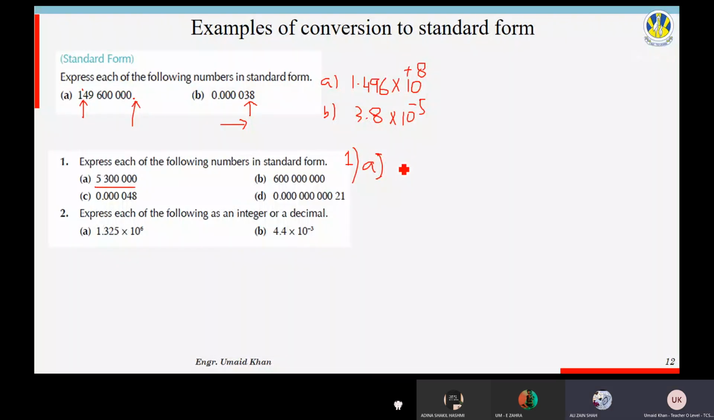Yes, sir. What will be the answer? 5.3 into 10 raised to the power 5, sir. No, think again. The decimal is over here at the end of zeros. So count the number of places the decimal is moved. 6, 6, 6. So there will be 6. Yes, it's 6. And why should it be positive 6? Because you are moving the decimal to the left over here. Remember this rule, okay?